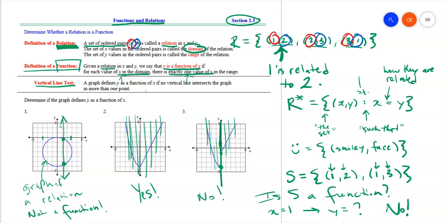And so that's what we're dealing with for functions. We will take a look at some more examples of stuff having to do with functions in the next video.